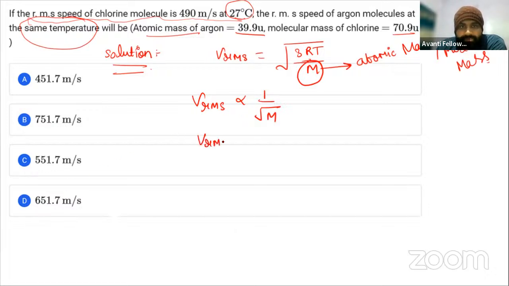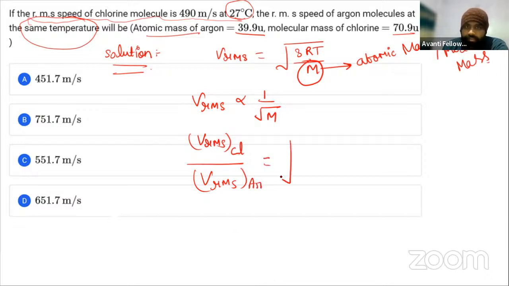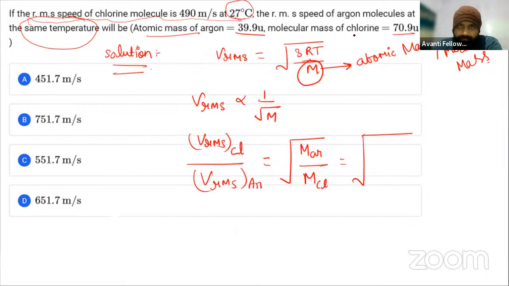So V_RMS of chlorine divided by V_RMS of argon equals the square root of the atomic weight of argon divided by the atomic weight of chlorine. So if we put the value, argon will be 39.9 and chlorine is 70.9.